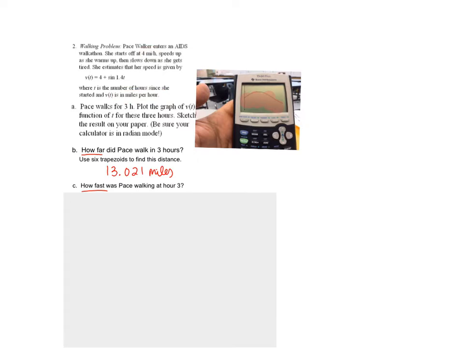For the last part, how fast was Pace walking at 3? Well, that's simple. You simply just plug in 3 and get your answer. Try to get 3 decimals. And then, by the way, we saw this number earlier.